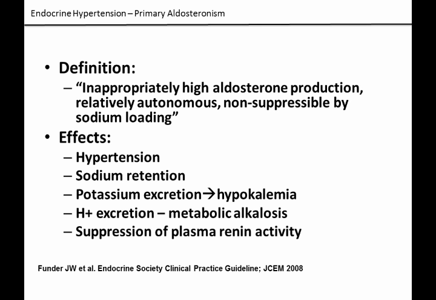So now we're going to get into some pathophysiology. So what is primary aldosteronism? Well, it's an inappropriately high aldosterone production, relatively autonomous, meaning it is escaping its negative feedback, and it is non-suppressible by sodium loading. And we'll talk a little bit about how important it is to ensure that it's non-suppressible by sodium loading.